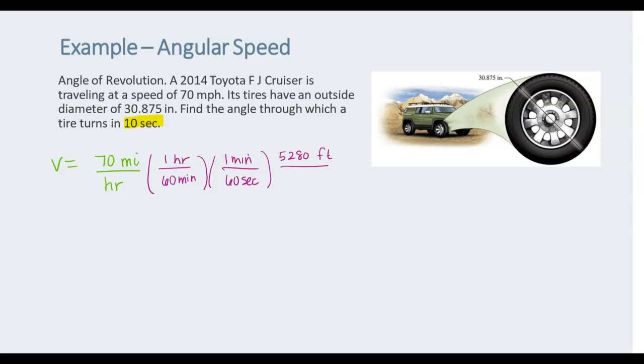5,280 feet in 1 mile. Again, I'm using different unit fractions. I know that I want the mile to cancel with the mile, so I write that fraction so that the ones in the denominators will cancel. I know that minutes and minutes will cancel, hour and hour will cancel, and so I'm left with feet per second. Plug this into the calculator. You're taking 70 over 60 over 60 times 5,280 and get about 102.67 feet per second. We just changed the velocity into a metric that's going to make more sense for our other calculations.